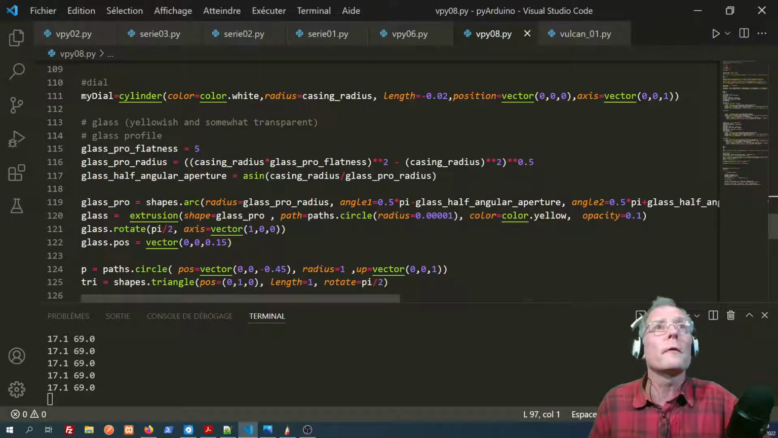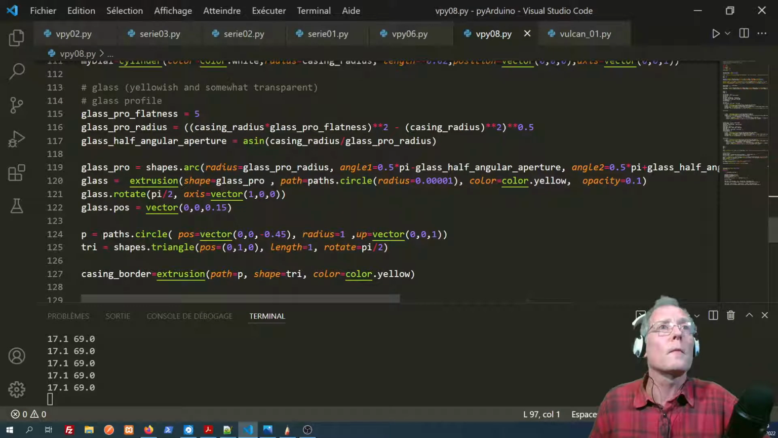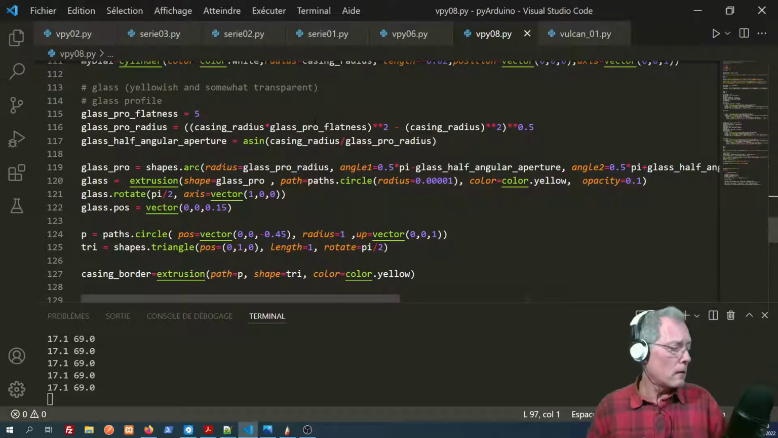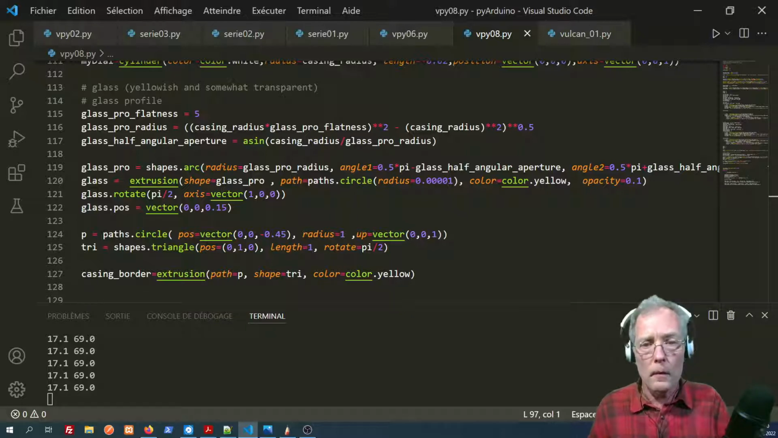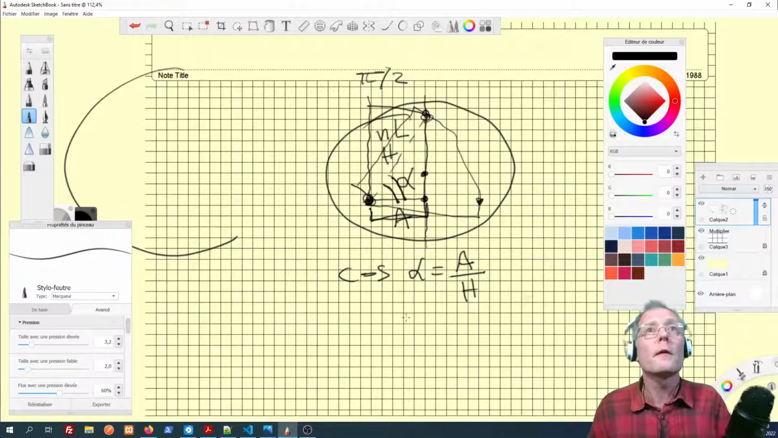Then we draw here the dial. Oh, that is for the glass. The glass is also something a little bit special. Maybe I take back a sketch here.